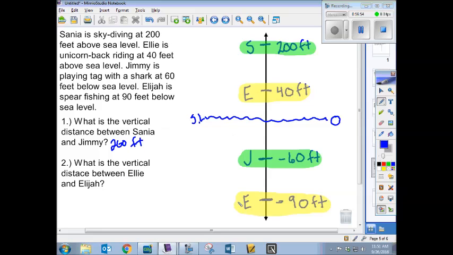Now let's figure out the vertical distance between Ellie and Elijah. Again, you can think about it. Maybe Ellie's up there riding her unicorn. She said, you know what? I really want to go down and go spearfishing. So she's like, hey, Elijah, can you set me up with some spearfishing? He says, yeah, come on down. Okay, so Ellie has to travel how far just to get to where she's ready to jump into the water?